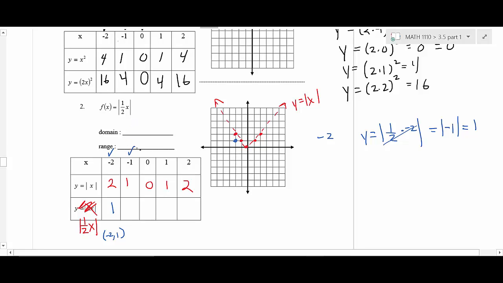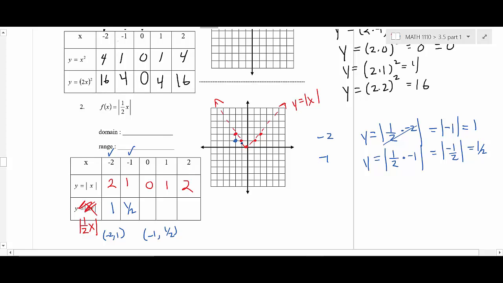Okay, plug in the -1. So now you would have y equals absolute value of 1/2 times -1. That's absolute value of -1/2, so that's equal to 1/2. You can use 0.5 or just use 1/2 like that. Does that make sense to everybody what I'm doing? Just doing some arithmetic. So if you plot the point -1, 1/2, then you can see how that thing's kind of flattening out like that. So you have that point there.